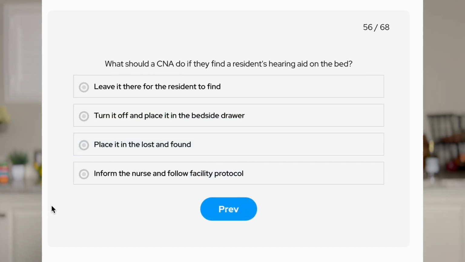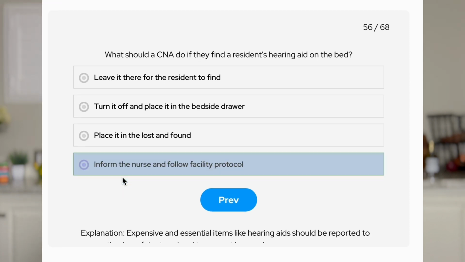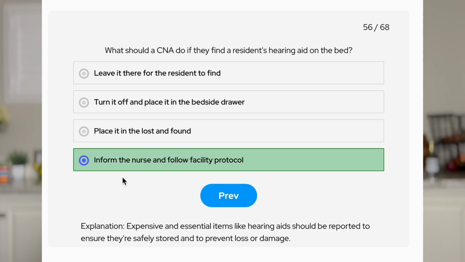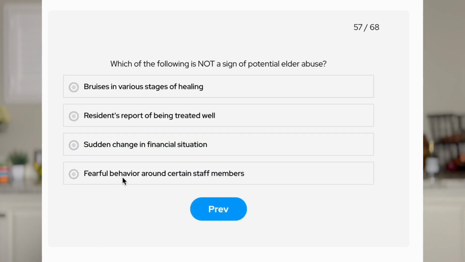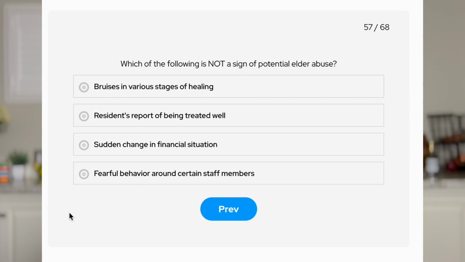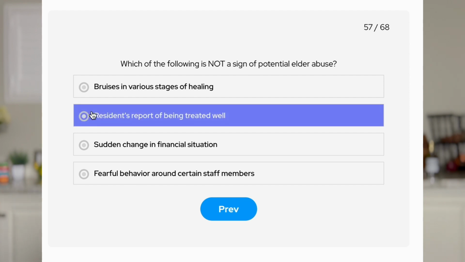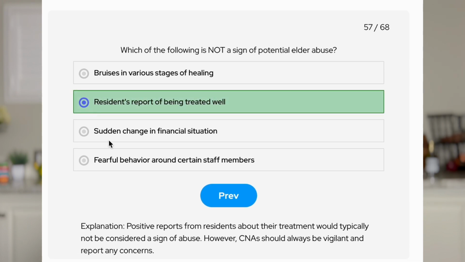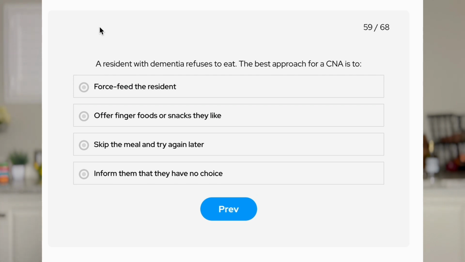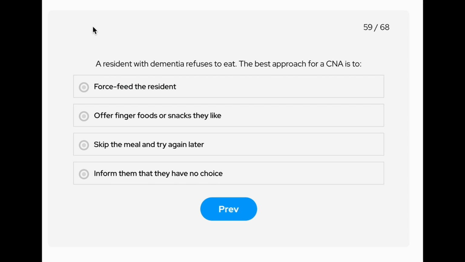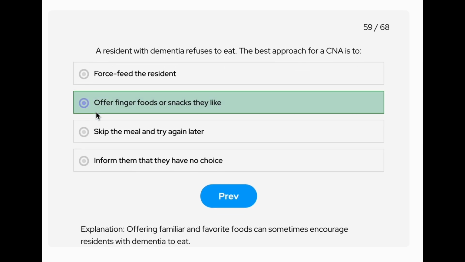What should a CNA do if they find a resident's hearing aid on the bed? Inform the nurse and follow facility protocol. Which of the following is not a sign of potential elder abuse? Resident's report of being treated well. A resident with dementia refuses to eat. The best approach for a CNA is to offer finger foods or snacks they like.